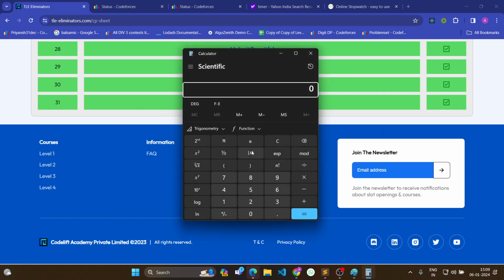Calculator. So this is 104 divided by 19. That is 5.47 minutes per problem to be specific.